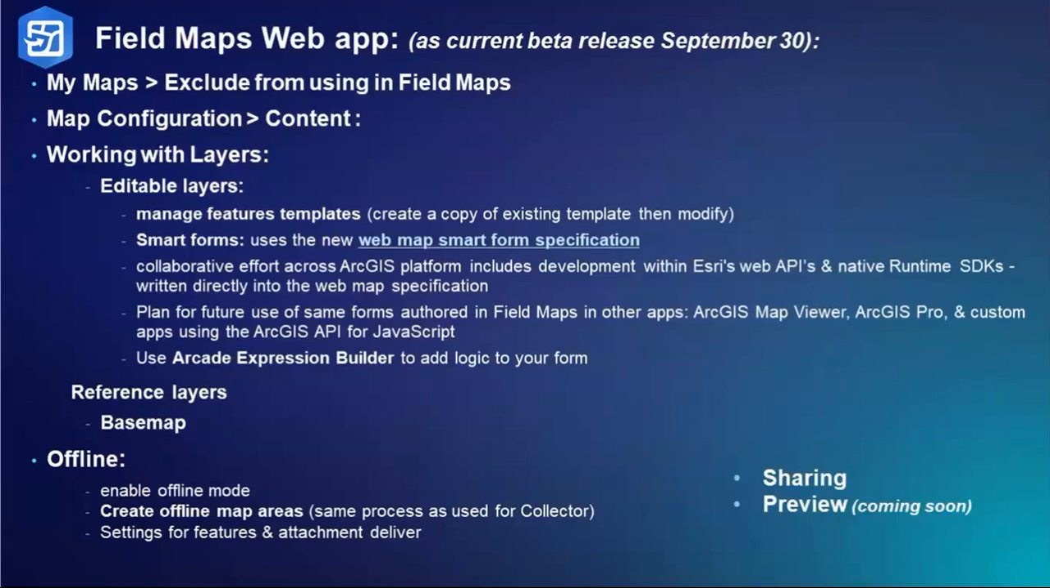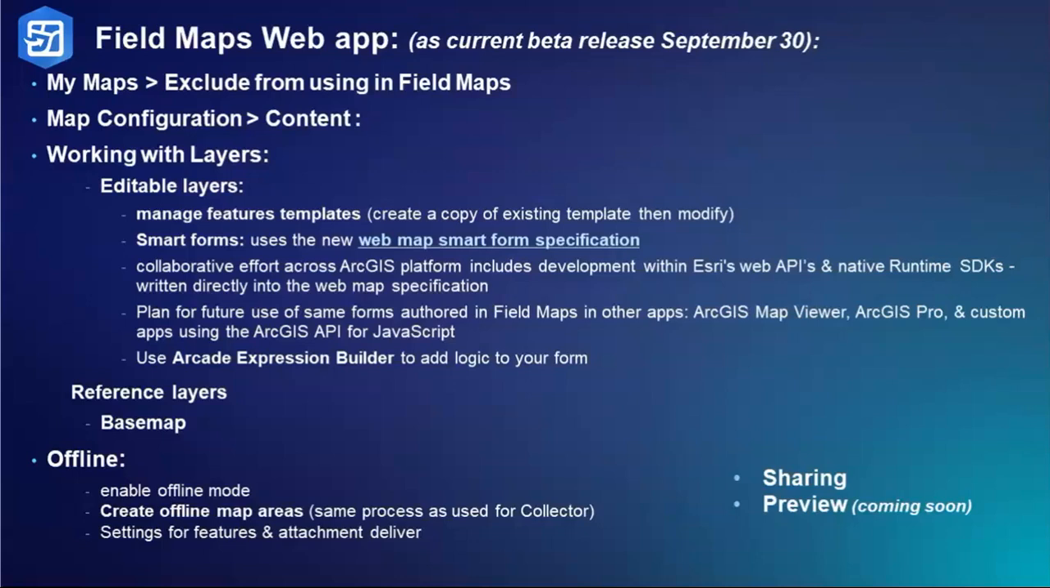When you're looking at your base map, you should make sure that it is compatible, as there have been some issues that we're hoping will be resolved shortly. And in your reference layers, you will also have a table layer. Your tables are not available to go offline just yet, but it is a change coming in the future. Smart forms used by Field Maps are different from the Survey123 ones.